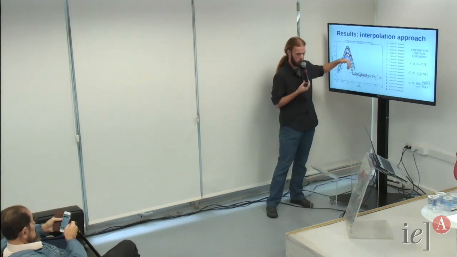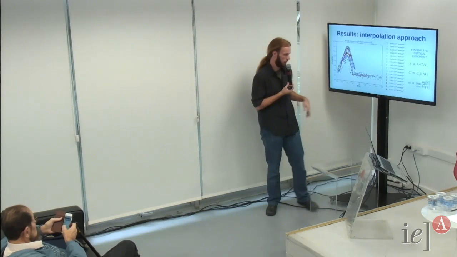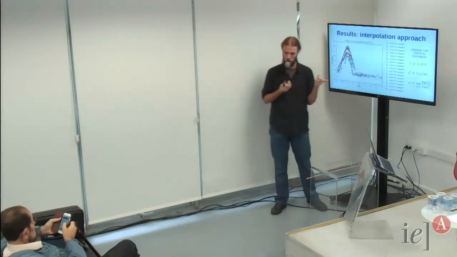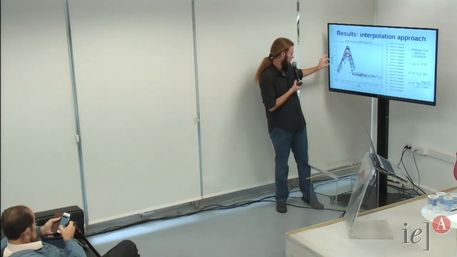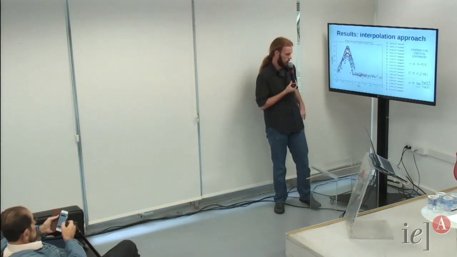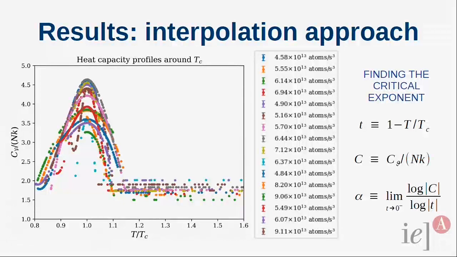we can find the critical exponent for the heat capacity. As we may know, it is called alpha. So we define the reduced temperature as 1 minus the critical temperature divided by the critical temperature. We define the dimensionless heat capacity as the heat capacity at constant volume parameter divided by NK. And then we take this alpha, which is also called the ordered phase critical exponent, as the limit of this ratio of the logarithms when this t goes to 0.